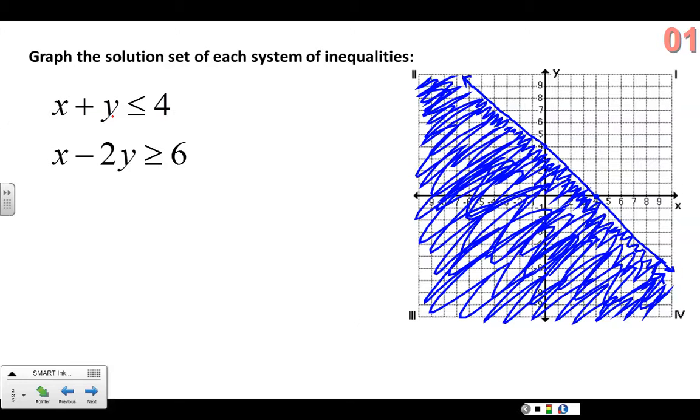So my x-intercept on that one would be 6. My y-intercept would be negative 3. Okay, there's the line we're talking about there. So I need to know which way to shade, above or below that line. Let's do a test point. Let's do the origin. The origin would be 0 is not greater than or equal to 6, so that's false. So I need to shade on the side that's opposite the origin.